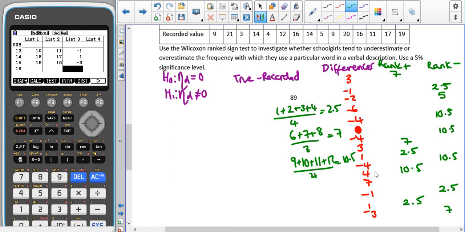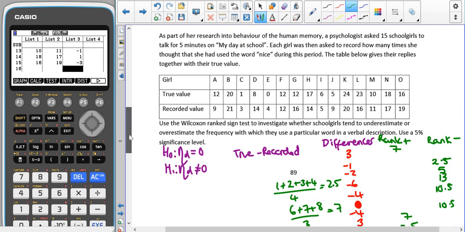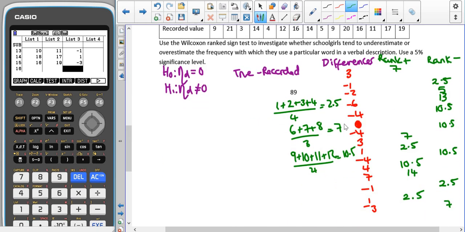So then the next biggest difference is 6 here, which is going to be 13 in the minus column. And then the biggest difference is 7, which is going to be 14 in the positive column. And just double checking, here we had 15 schoolgirls. One of them ended up being a dot, and I got to rank 14, so that should be right.